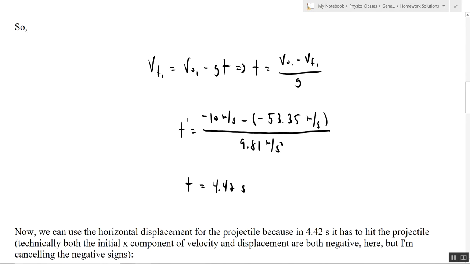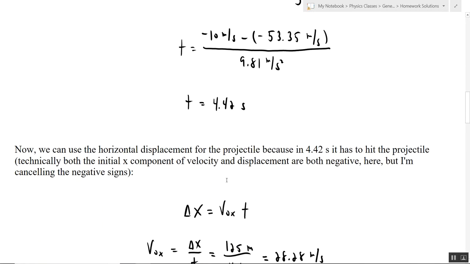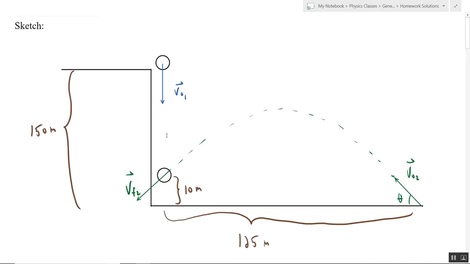And then you plug that into the free fall equation for velocity. The final velocity is equal to the initial velocity minus gt. So you solve for t. Plug in the numbers. You got to remember v01 is negative, right? It's a big thing. If this was positive, if you write it as positive, you get a completely different time. So it's 4.42 seconds. Okay. That means that it takes 4.42 seconds for the ball to get from here to here.